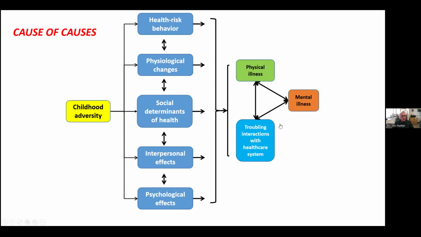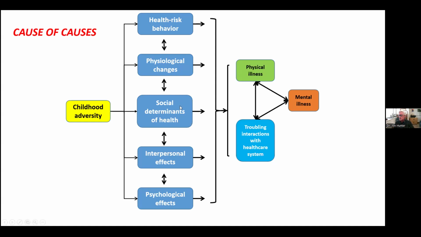In fact, myself and a colleague, Bob Monder, have suggested that childhood adversity can be thought of as a cause of causes, because it is linked to health risk behavior. It is also linked to physiological changes, in particular the way your body responds to stress. So that people with childhood adversity can have an exaggerated stress response syndrome, which is not great for physiology and increases wear and tear on the body.